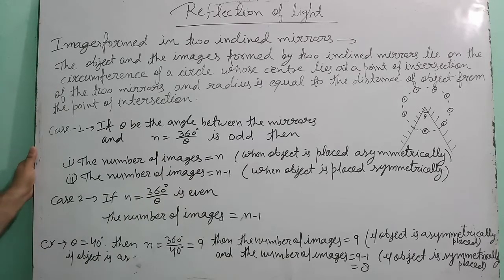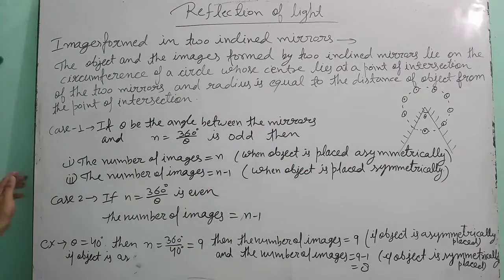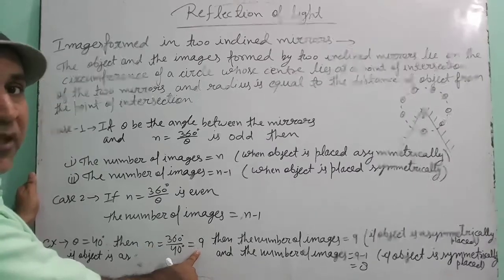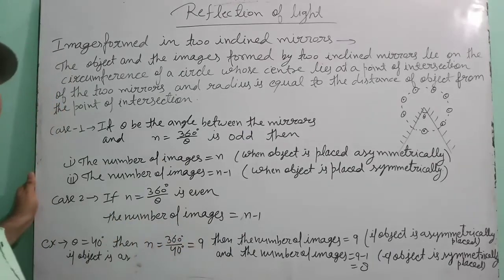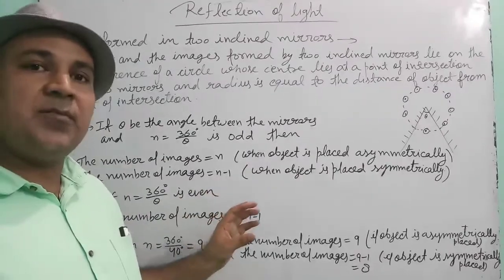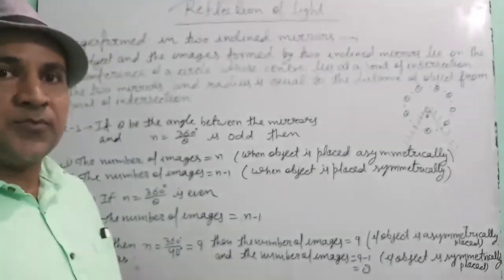See, one example I am taking for you. Suppose theta is equal to 40 degrees. Suppose the two mirrors are kept at an angle of 40 degrees, then we find the value of n first. n is equal to 360 degrees upon 40 degrees, that means 9. You can see that 9 is odd. Now 9 is odd, so the number of images will depend on the place of the object.